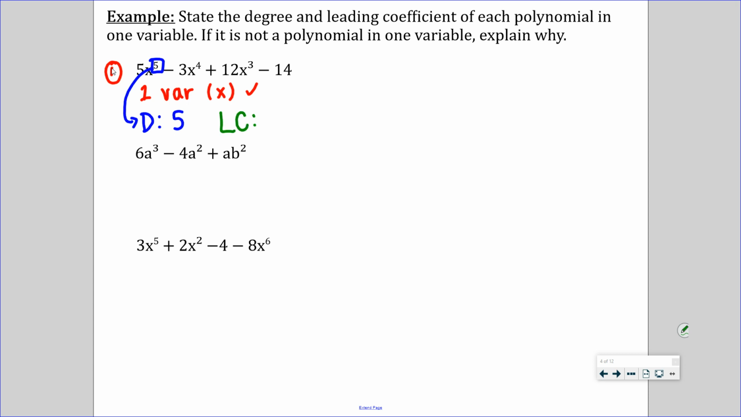The leading coefficient is the number in front of the first term in standard form. So it is also 5, coming from this 5.